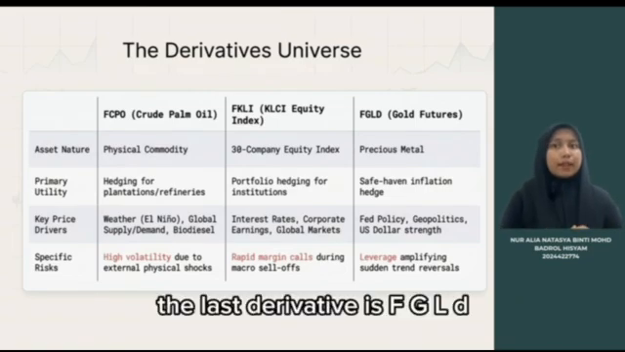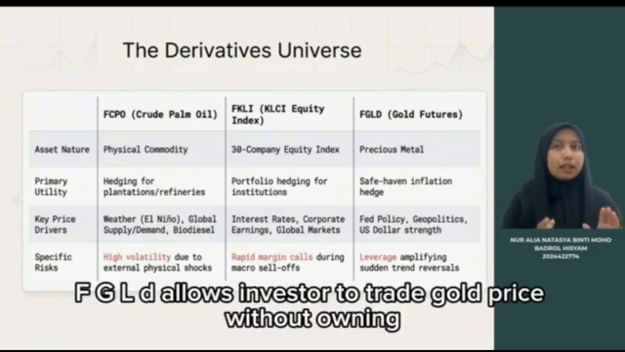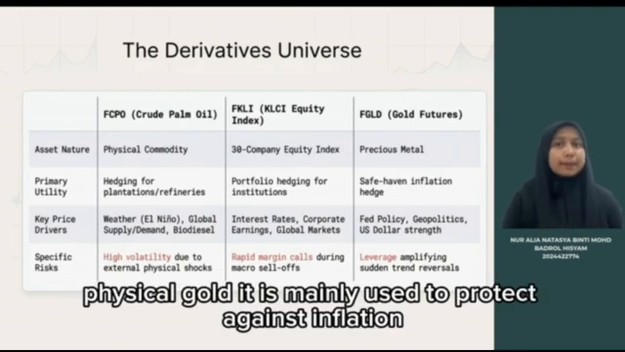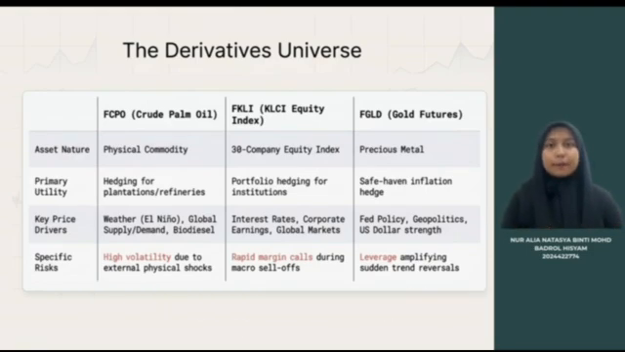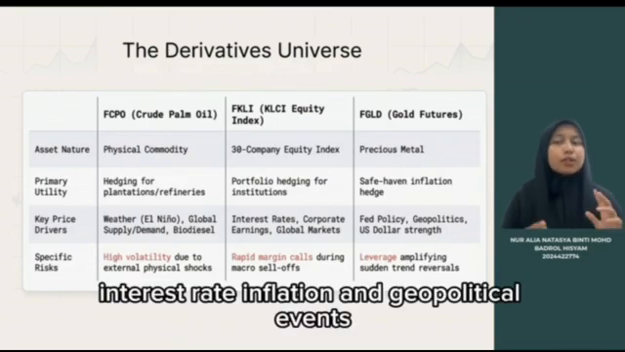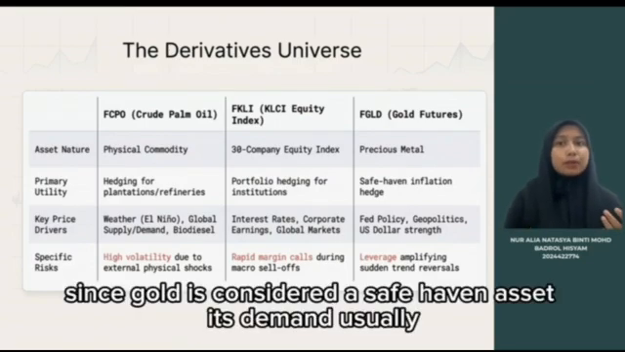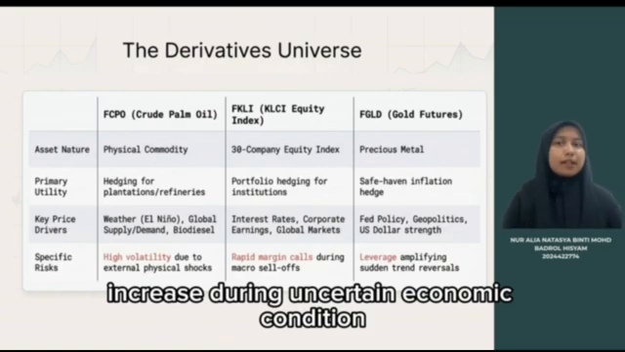The last derivative is FGLD, or we call it gold futures. FGLD allows investors to trade gold price without owning physical gold. It is mainly used to protect against inflation and economic uncertainty, as well as for speculation. Gold prices are influenced by global gold price, interest rate, inflation, and geopolitical events. Since gold is considered a safe haven asset, its demand usually increases during uncertain economic conditions.